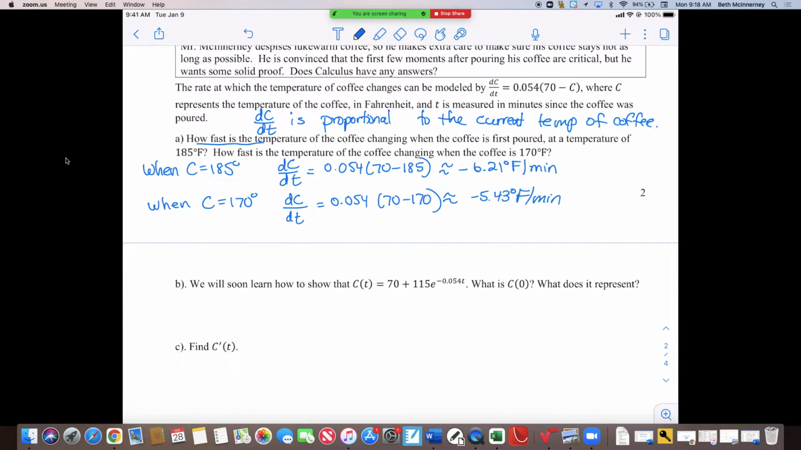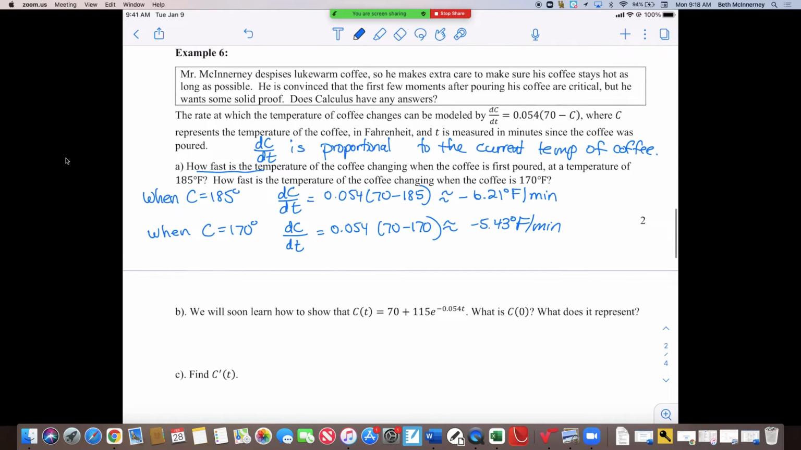Soon in this unit, we're going to learn how to go from dC/dt, doing that antiderivative, to get C of t, which is 70 plus 115e to the negative 0.054t power. What is C of 0? Now you actually can do this one without a calculator, because what is e to the 0 power? 1. So that's 70 plus 115, which is 185.